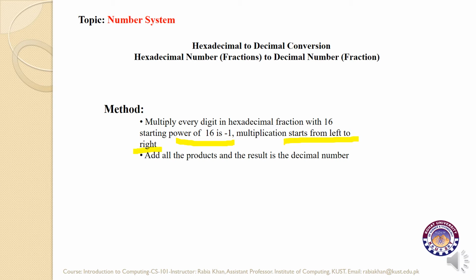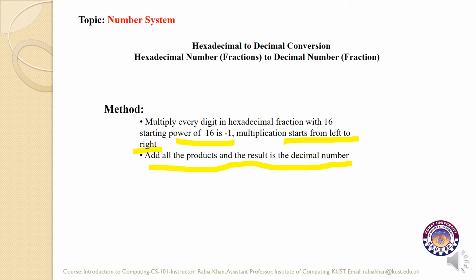The multiplication is the technique, but the multiplication process will now move from left to right, or you can simply say the multiplication process must start from the decimal point, and the power of 16 will now be -1. At the end, we will add up all the products and the result will be a decimal number. So how is it different from the integer part of a hexadecimal number?